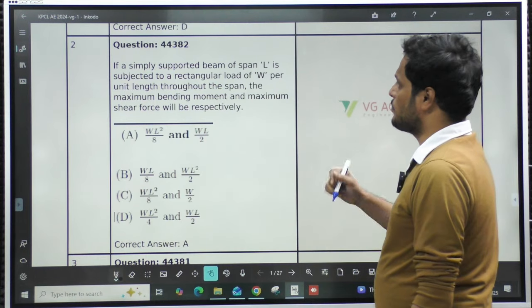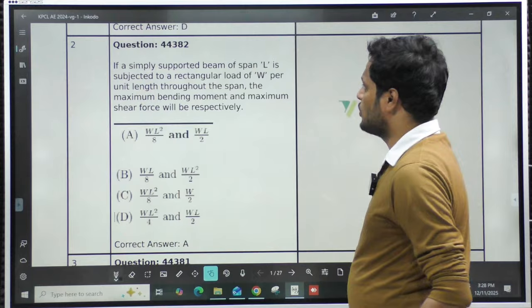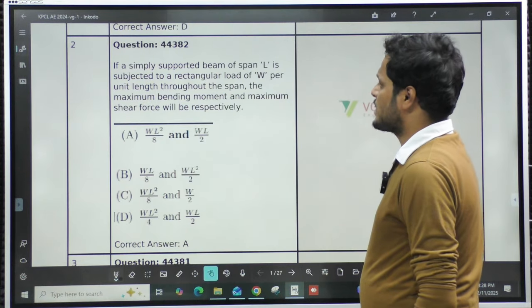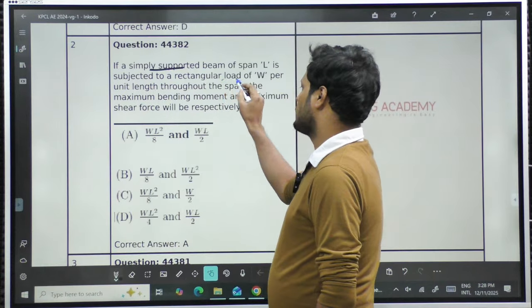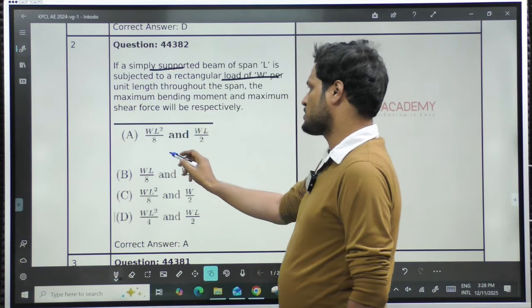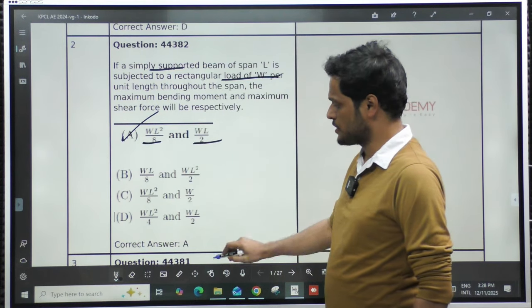A simply supported beam of span L is subjected to a rectangular load of W per unit length. The maximum bending moment and maximum shear force will be? So simply supported with UDL, so maximum bending moment is WL square by 8 and maximum shear force is WL by 2. Standard question.